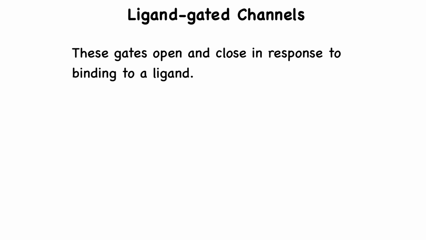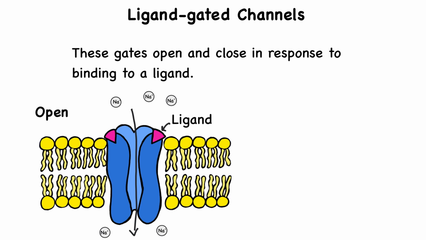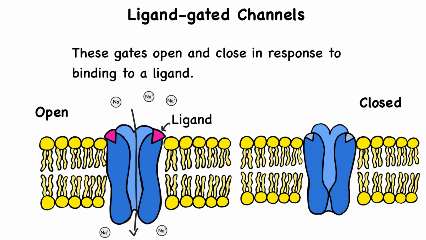Ligand-gated channels. These channels open up and close in response to the binding of a ligand. Ligands can include neurotransmitters, hormones, or specific ions. For example, as we learned in muscle contraction, the neurotransmitter acetylcholine binds to ligand-gated channels on a muscle cell and opens cation channels that allow sodium to diffuse into the cell.